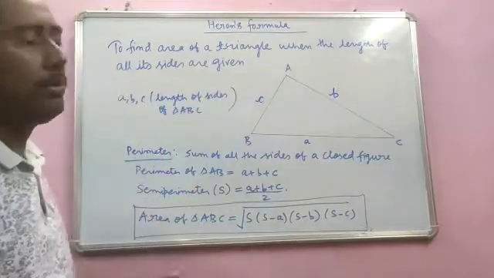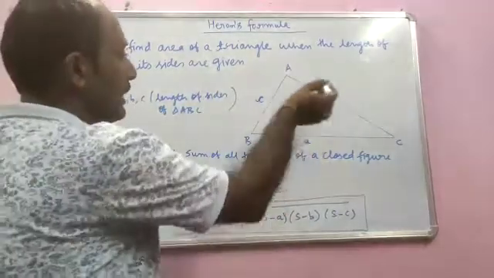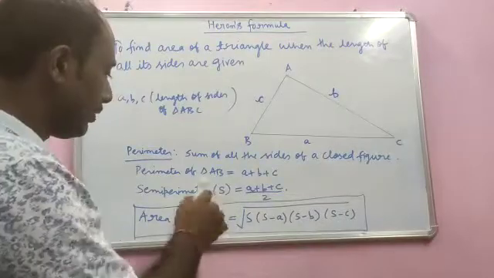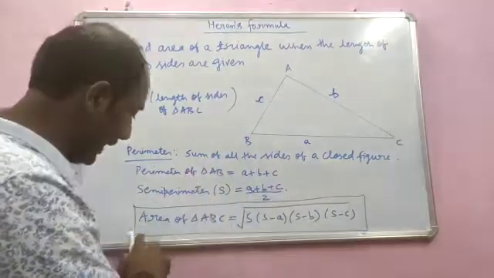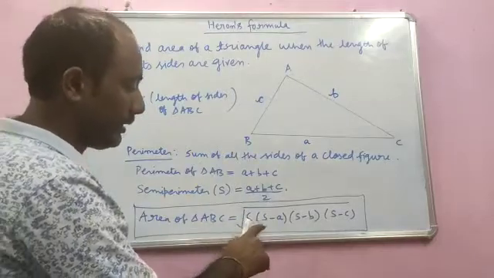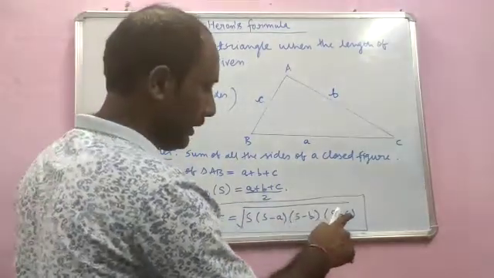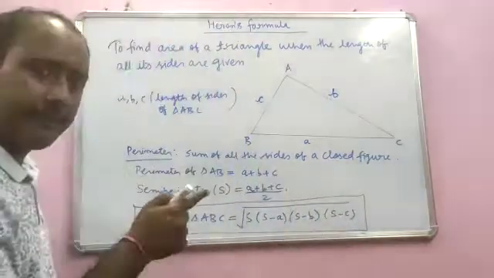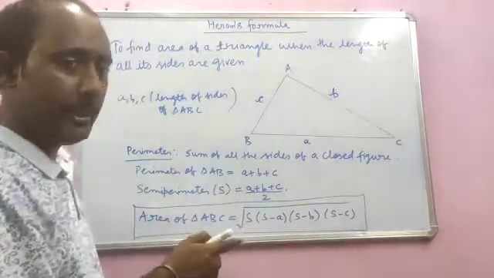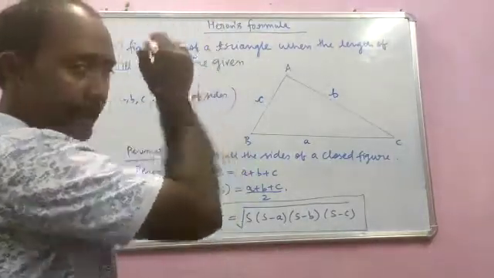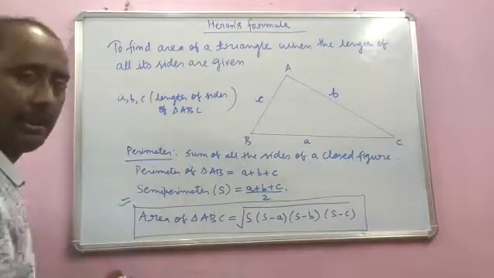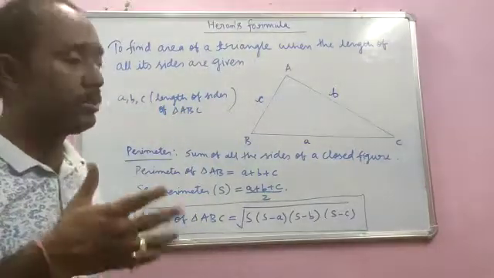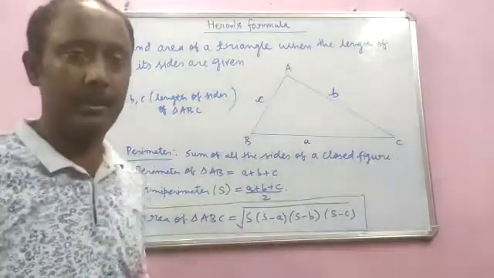But this is all about Heron's formula. If length of three sides of a triangle is given, you need to find semi-perimeter first, which is a plus b plus c by 2, and the area of triangle is given by under root S into S minus a into S minus b into S minus c. So this very beautiful formula, a very important formula, was given by Heron, a great mathematician. Therefore, we call this formula Heron's formula. Let us now move to one or two questions related to Heron's formula.